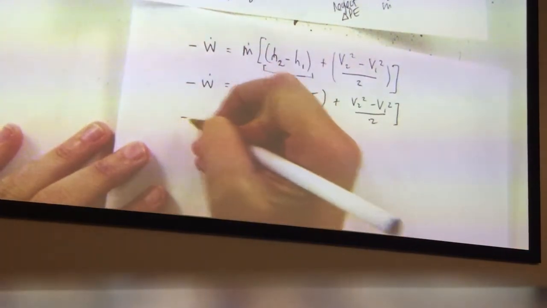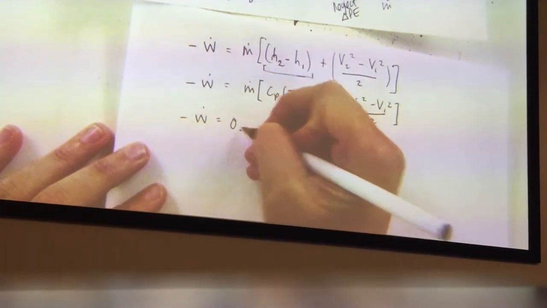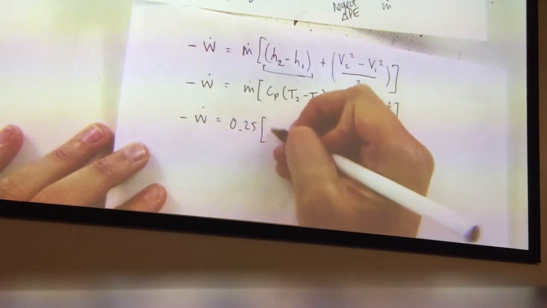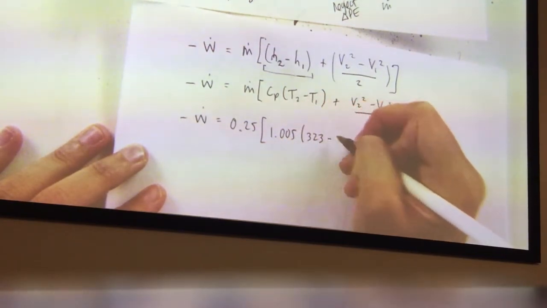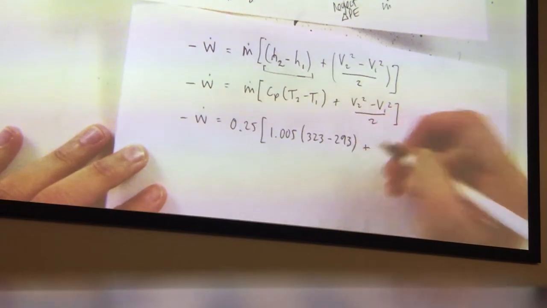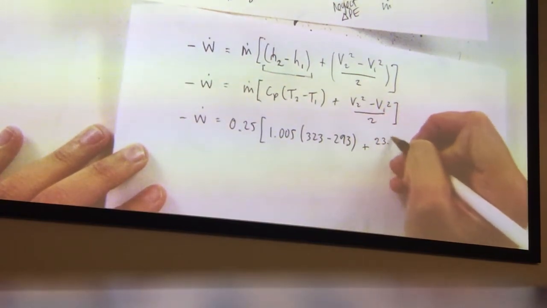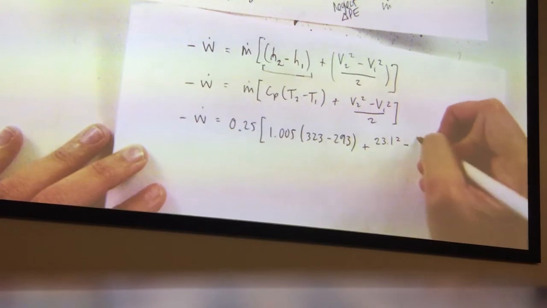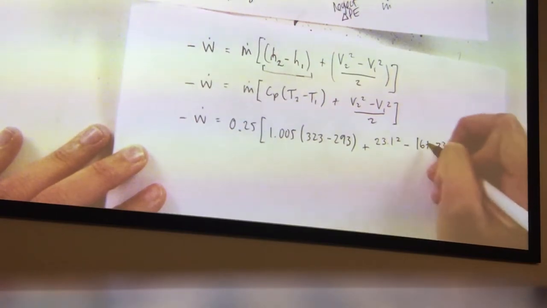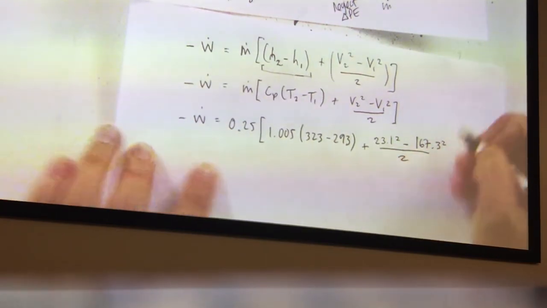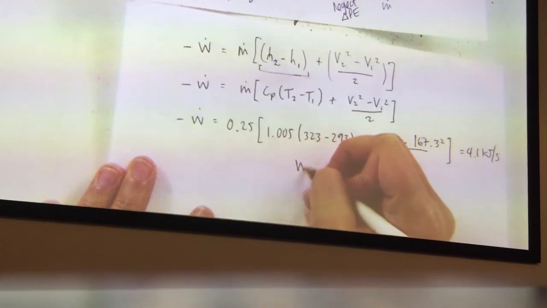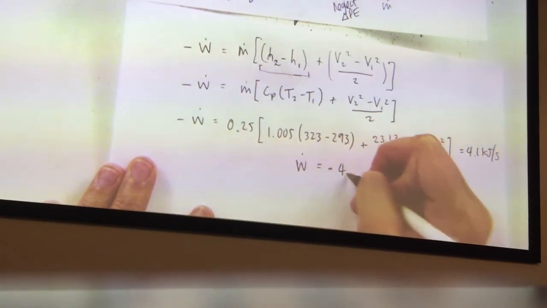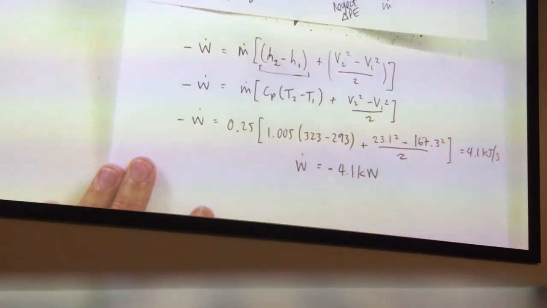So our work will be 0.25 times 1.005 times 323 minus 293, plus 23.1 squared minus 167.3 squared, divided by 2. So it's just plugging in numbers. And this is 4.1 kilojoules per second. So our work will be equal to negative 4.1 kilowatts.